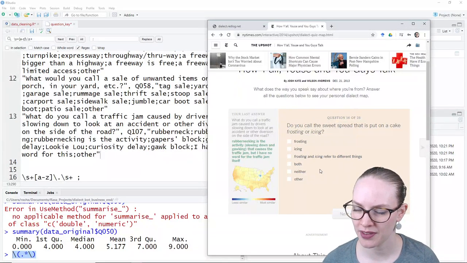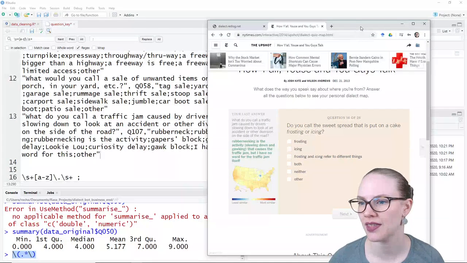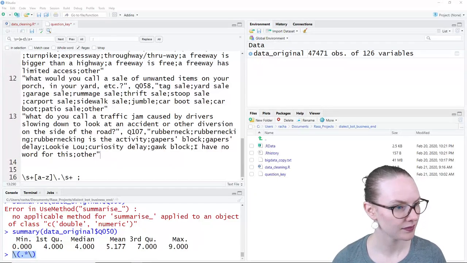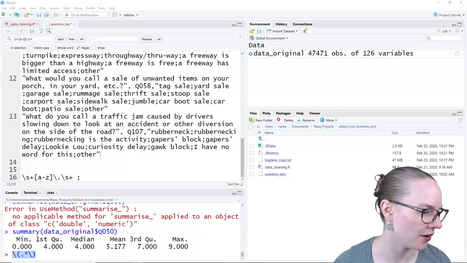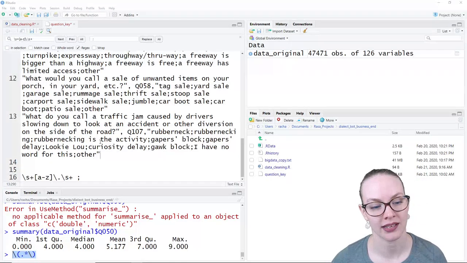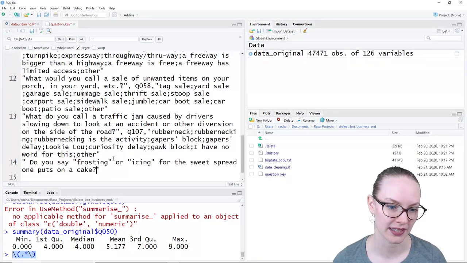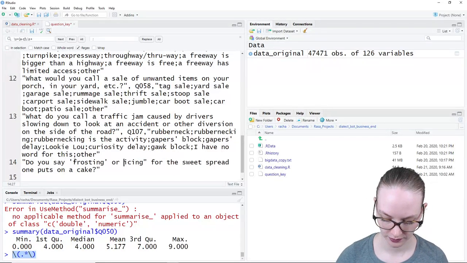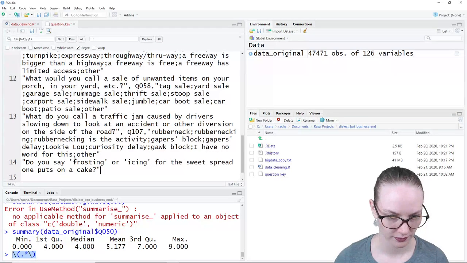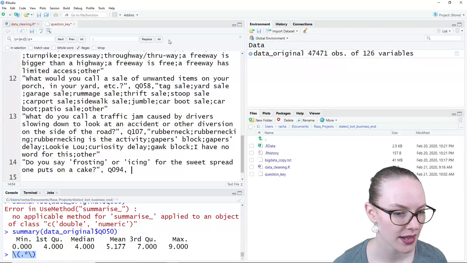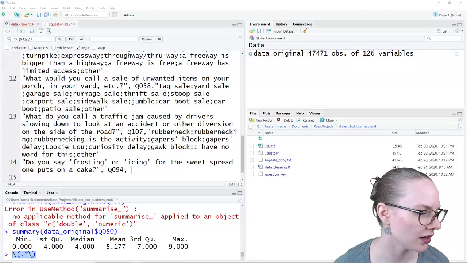Do you call the sweet spread that's put on a cake frosting or icing? They are different things to me. Actually, I wrote a blog post about this a while ago, where frosting is fluffy and icing is not, so icing is like a royal icing. And that is question 94. Q094. And our options are.